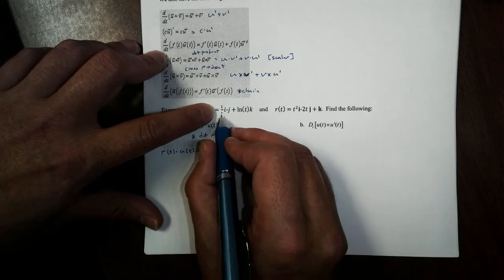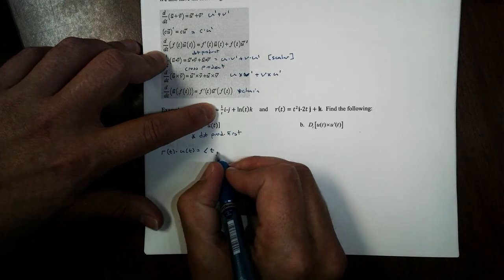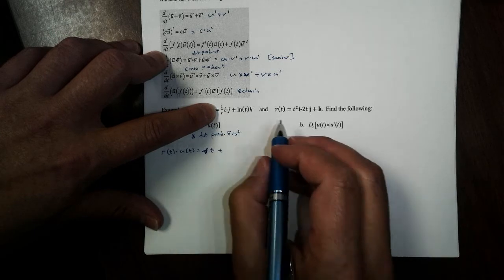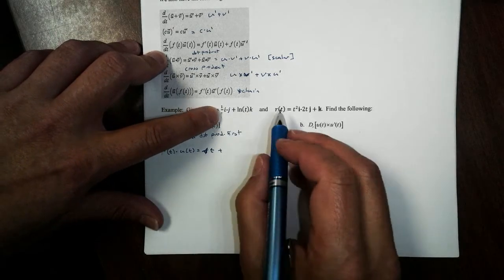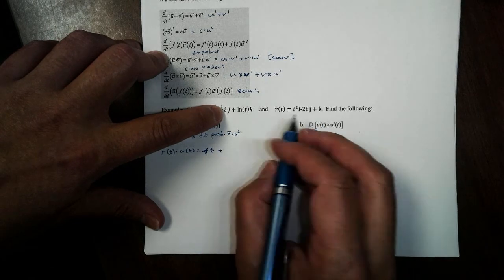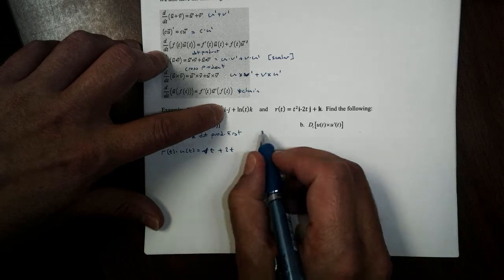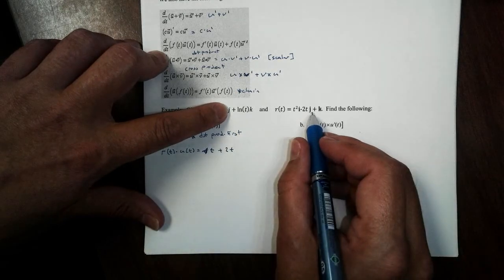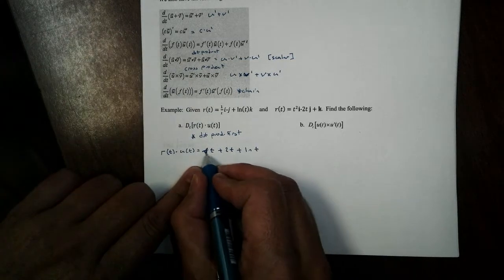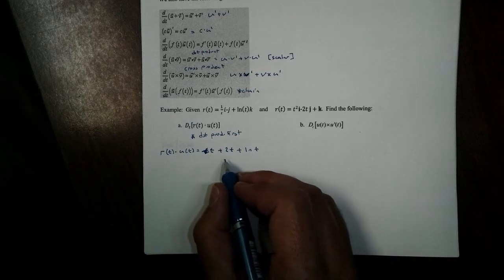So that becomes 1 over t times t squared, which is t, plus, a negative 1 times a negative 2t, so plus 2t. And then natural log of t times 1, so that's just plus natural log of t. Remember, this is a scalar, even though it doesn't look like one, because t is just some variable.